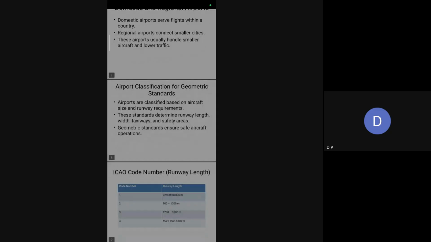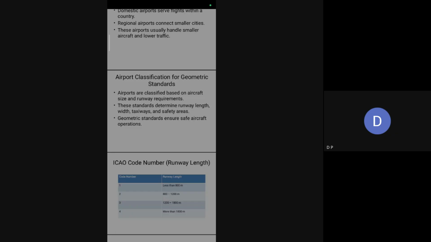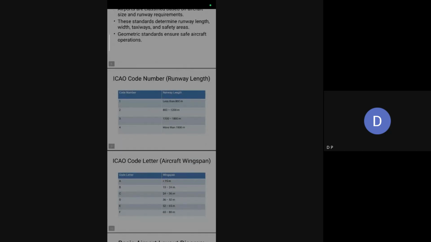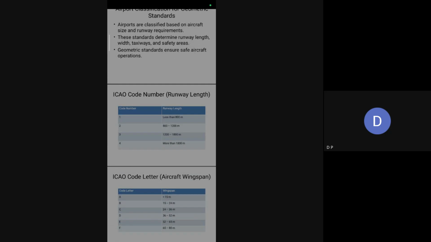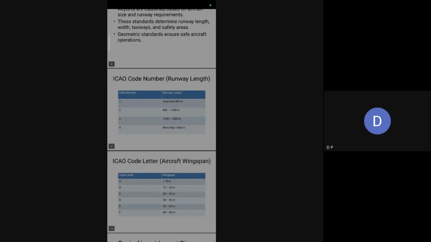Third, airport classification based on their standards. It is classified on aircraft size and runway requirements. These standards determine runway length, width, taxiway, and safety areas. Geometric standards ensure safe aircraft operations. There are runway length codes from the ICAO code number.